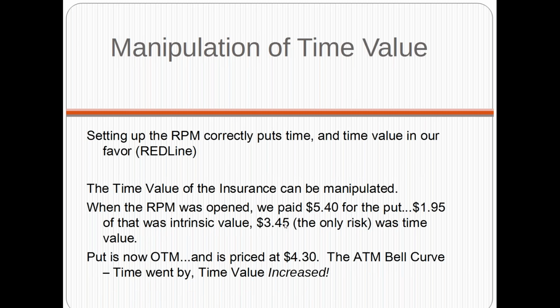Here we talked about generating time value by applying the at-the-money bell curve. Now I want to talk about manipulation of time value. When you set up the RPM correctly, it puts time and time value in our favor. The time value of the insurance can be manipulated, it is an asset that we bought. It's not something I just threw money away into, like I pay insurance on my car month by month because I want to have insurance on my car in case the unexpected happens.